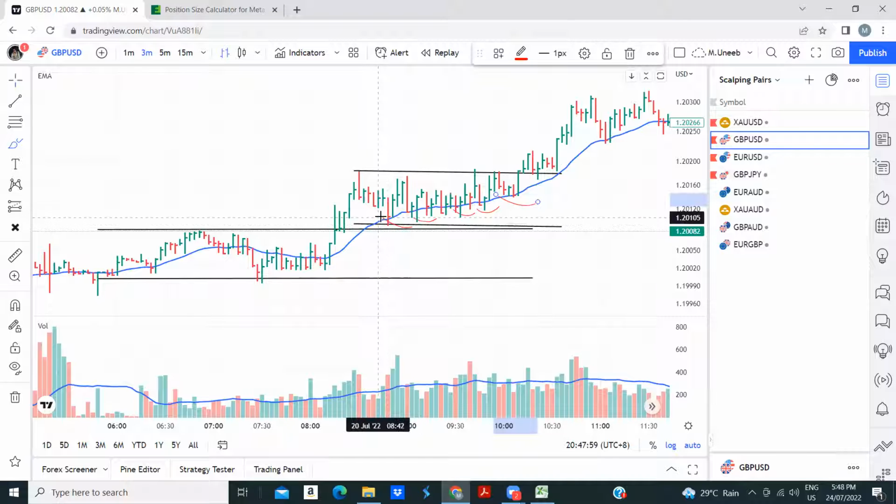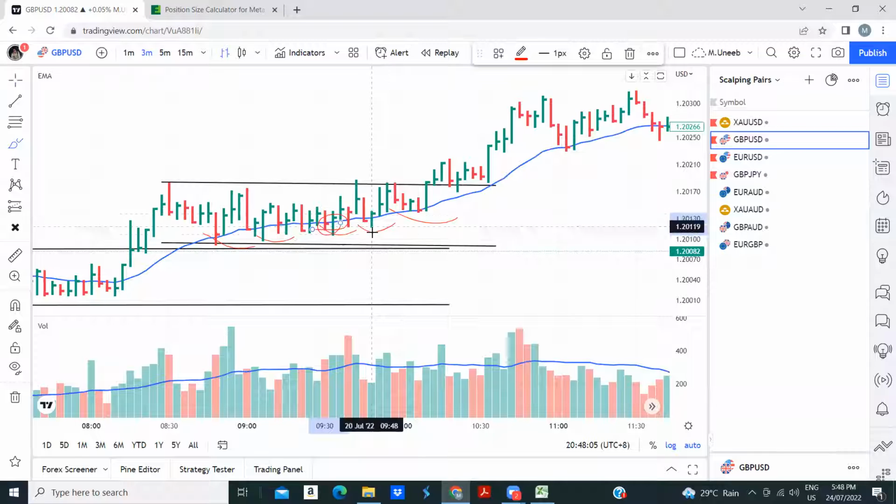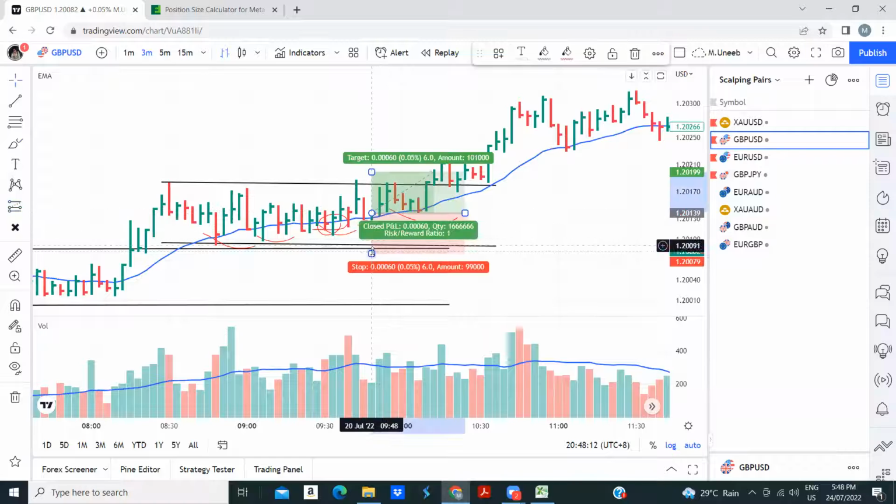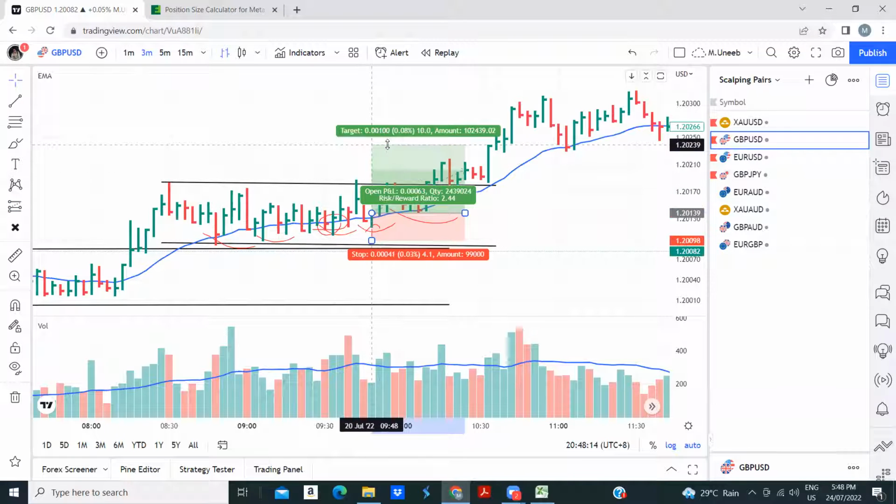VCP pattern: first low, second low, third low. At this point, our VCP pattern was confirmed. So we can take a trade right over here. Make sense? Yep. Stop loss here and then go up again.